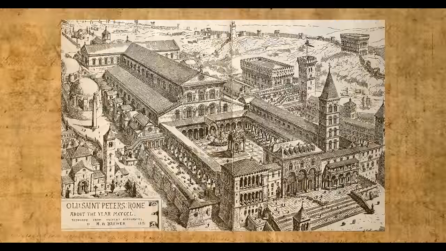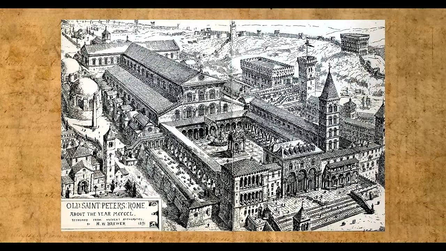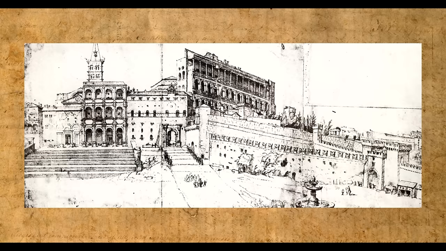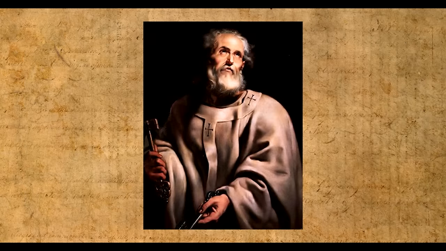In order to build the new church on this site, the existing church of Old St. Peter's had to be demolished. Old St. Peter's was one of the largest and oldest churches in the ancient world. It was certainly the most venerable church due to the legend that it stood on the site of an ancient necropolis or burial ground, which was supposedly the place where the Christian apostle Peter had been buried following his execution at the hands of Roman authorities.